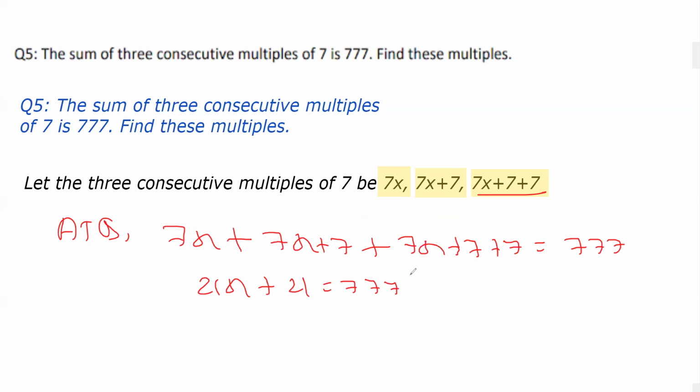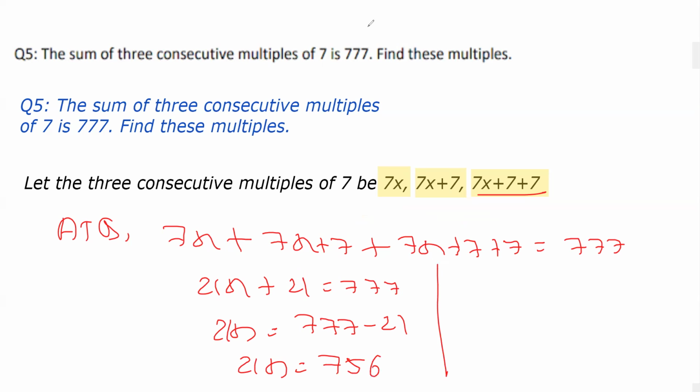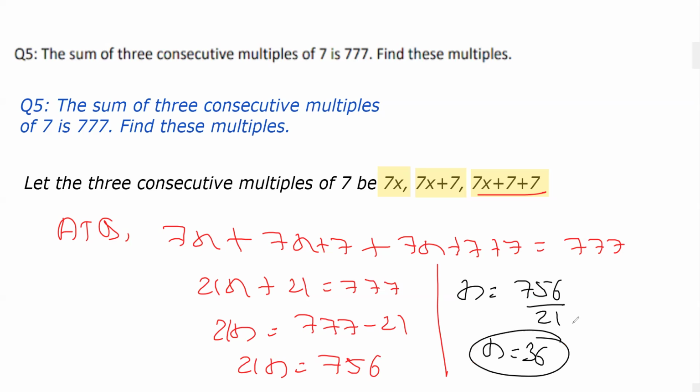Now, what you'll do next here is to subtract. That means I'm going to transpose this 21 to the other side. So it should become 777 minus 21. So 21x is equal to 756. Later, we are going to transpose this, so on the other side, it is 756 divided by 21. If I divide this by 21, we are going to get 36. So we got x is equal to 36, but do not end your answer over here.